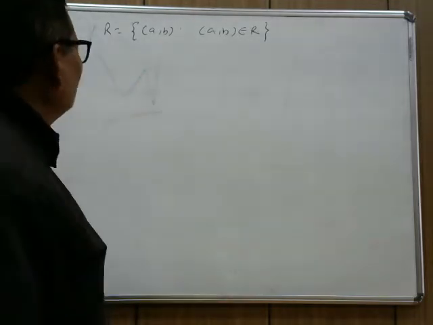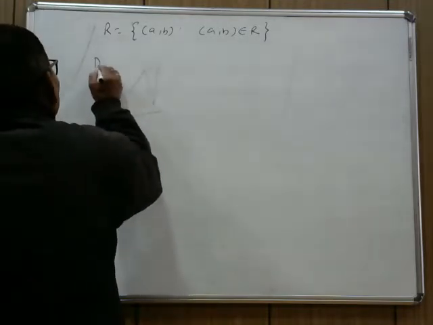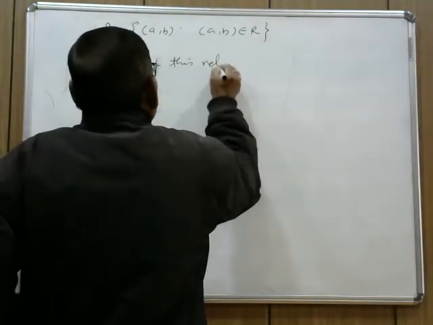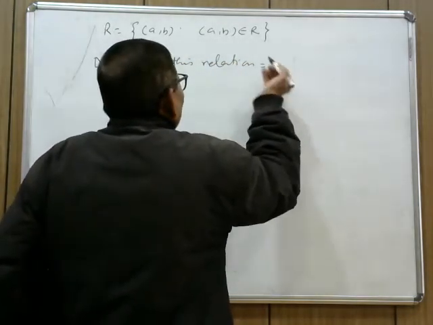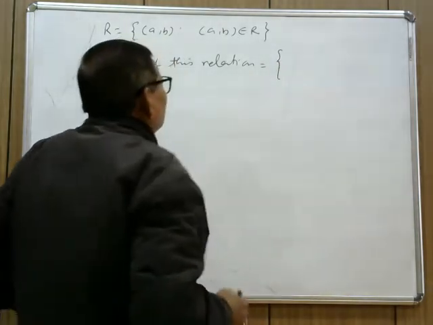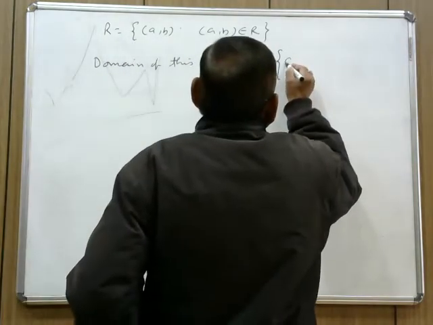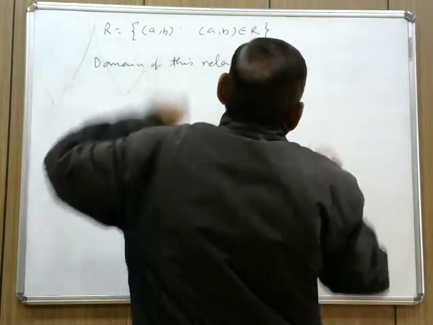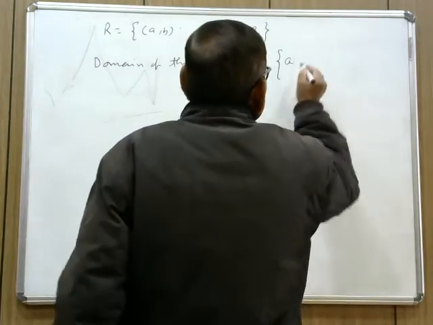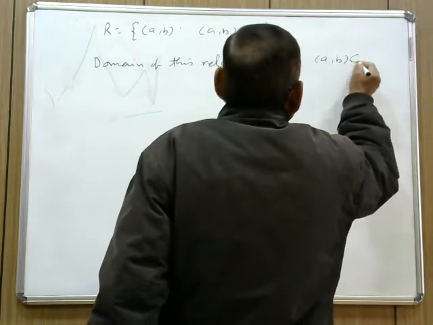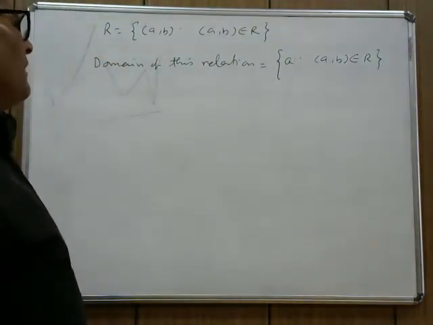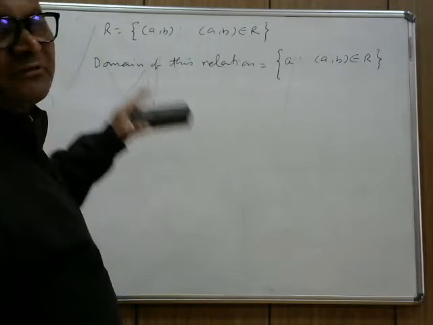How can we define the domain of this relation? Sometimes this definition is asked straightaway in competitive exams. The domain of this relation is defined as the collection of first elements A such that (A, B) is a member of R. You collect the first element of each ordered pair, and that will form the domain of this relation.